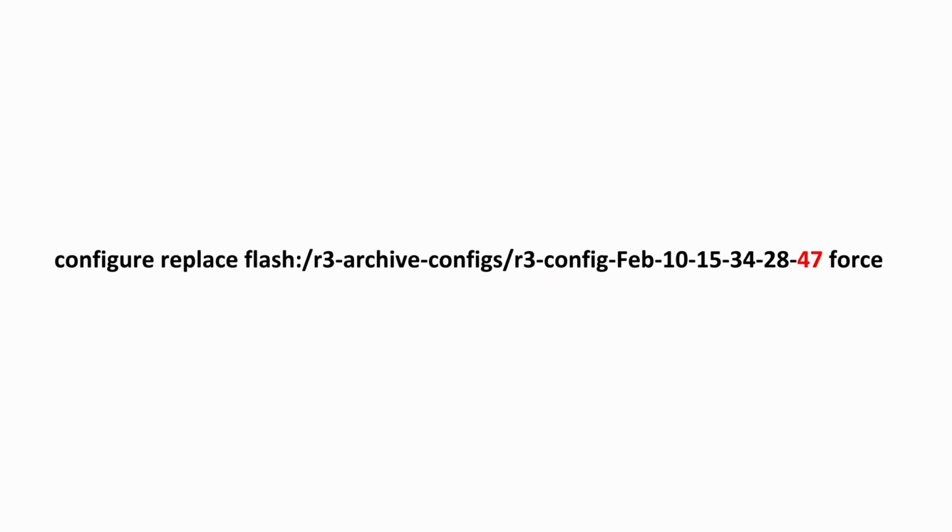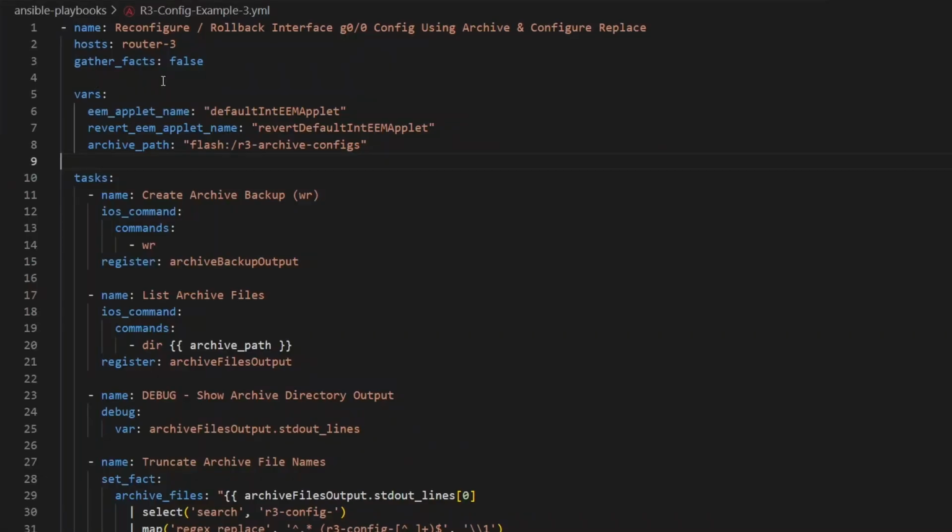So just to quickly summarize, we want to use the configure replace command to select the newest archive backup which will be created before we implement any changes, and we're going to use this for the rollback. Therefore, it's important that we choose the backup with the highest sequence number. Okay, let's go through the final playbook step by step and I will break it down.